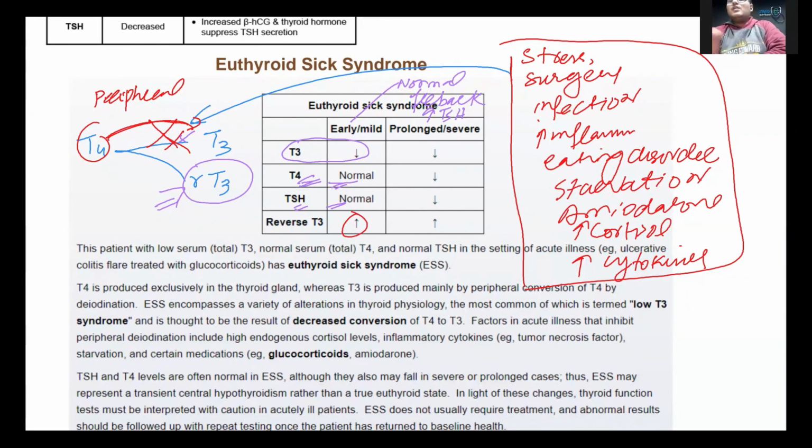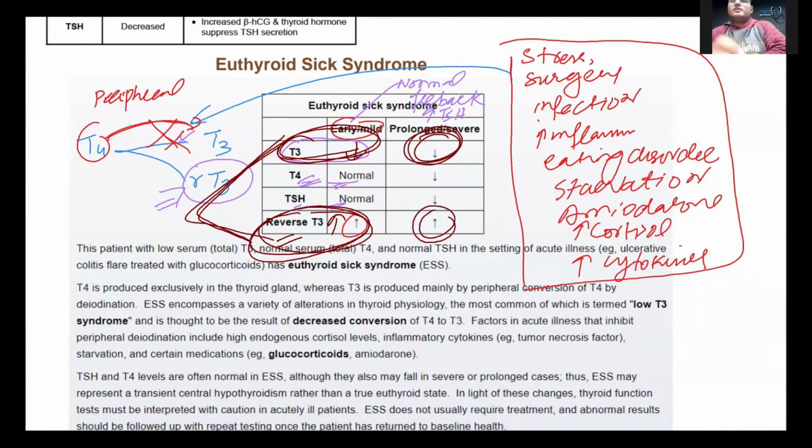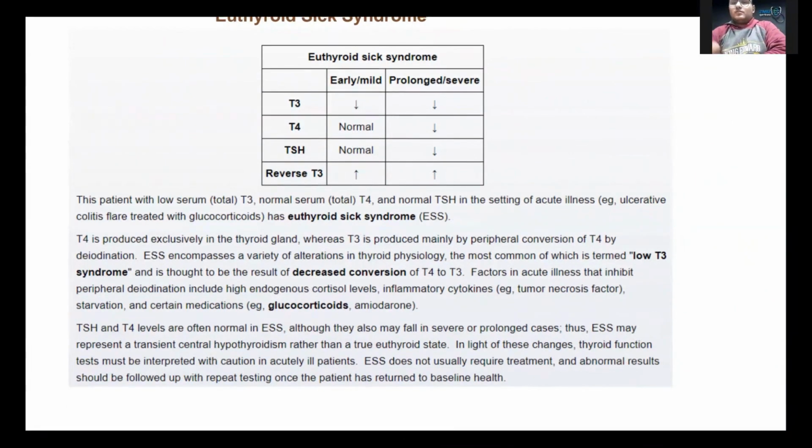So, super high yield: in early or mild cases, T3 will always be low, whether it is an early condition or a severe condition, and reverse T3 will always be high. Remember these two, very important. T3 is low, reverse T3 is high. Whenever these are seen, always consider euthyroid syndrome. But normal T4 and normal TSH in mild condition, decreased T4 and decreased TSH in the prolonged and severe condition. Is that clear?